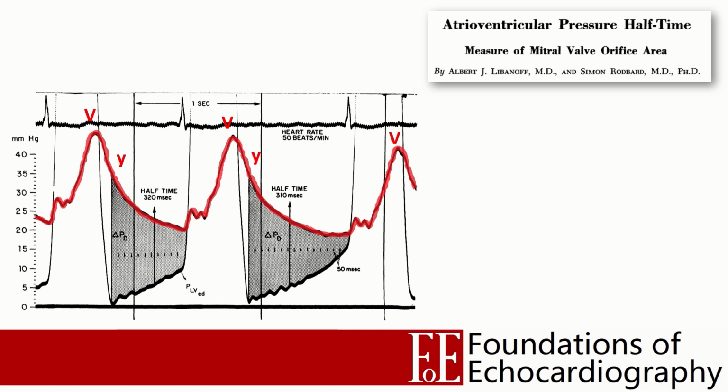Here we have overlaid traces from the LA, which is highlighted in red, and the LV, which is in black. The grey shaded area shows the difference in pressure between the chambers during diastole. Investigators measured the pressure difference at the onset of diastole and then measured how long it would take for that pressure difference to fall to half the original value, the pressure half-time. We can use echocardiography to approximate this measurement.